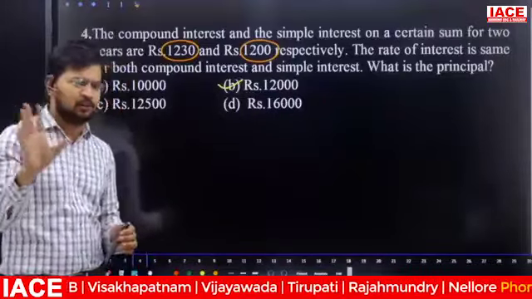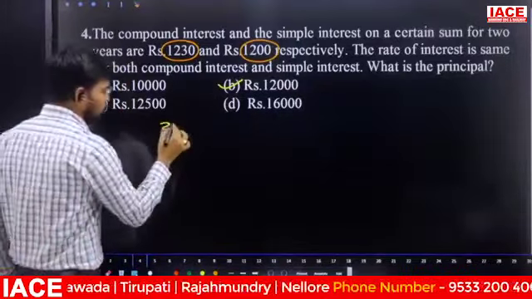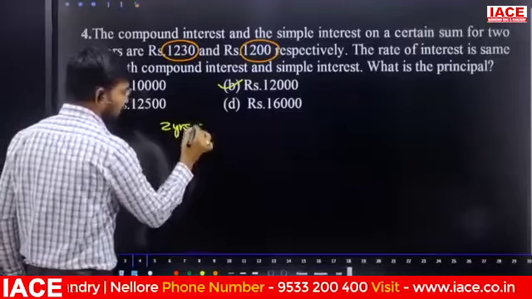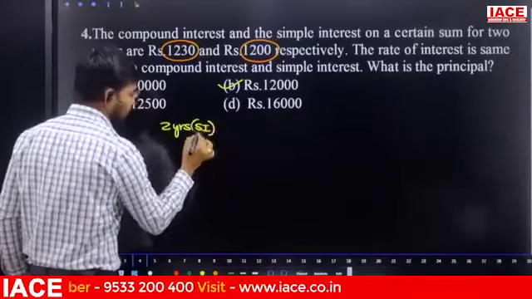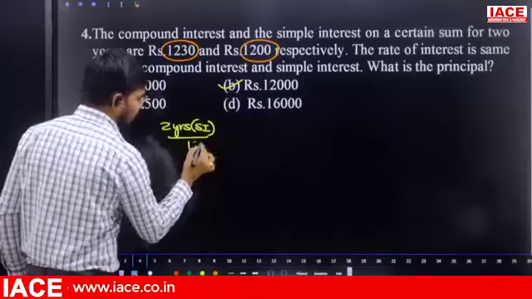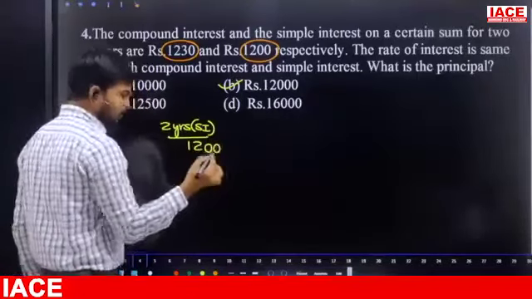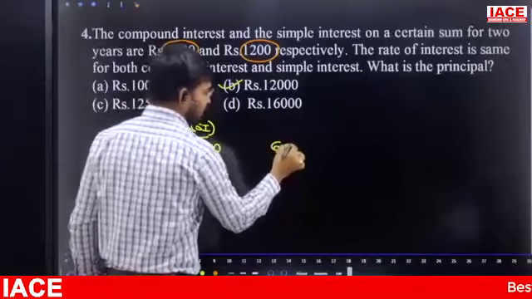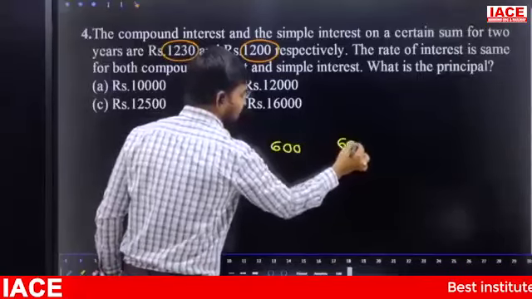Once again I will explain, don't worry. Two years simple interest is 1200. As I already told, every year the simple interest is the same: 600, 600.